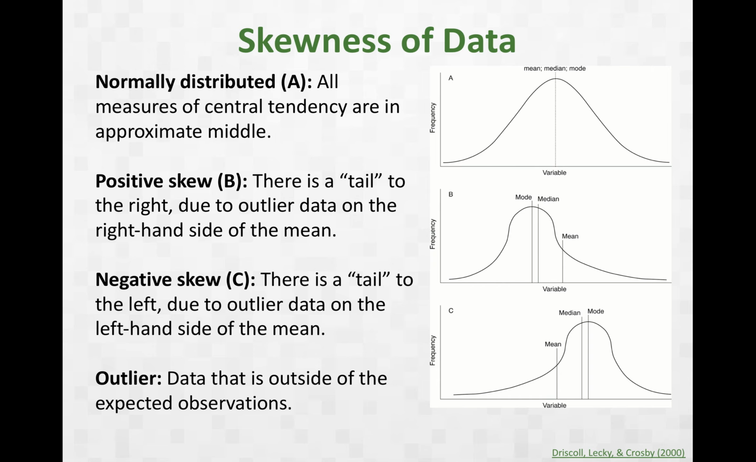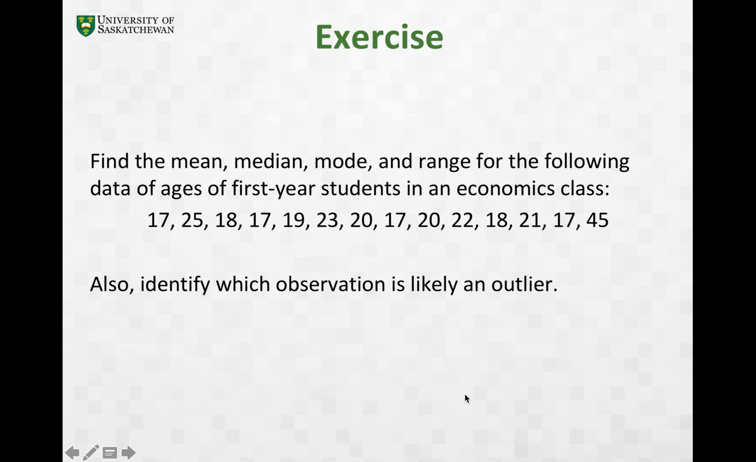If the outlier is to the right of the mean, you can see what we call a tail: the distribution is not beautifully bell-shaped, but has a long tail that goes on. Negative skew would be if there's a tail to the left due to an outlier on that side of the mean. Now, we're going to do a brief little exercise because, hey, it's fun.